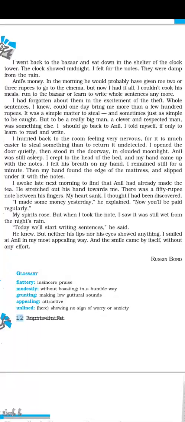I went back to the bazaar and sat down in the shelter of the clock tower. So went to the bazaar market and sat down in the shelter of the clock tower. Means in a very big stand or building, and on the above there is kind of clock. There was shelter and he was sitting. The clock showed midnight, means 12. I felt for the notes, so means he just touched the notes. They were damp, means wet, because it was raining. That's why the notes were damp or wet from the rain.